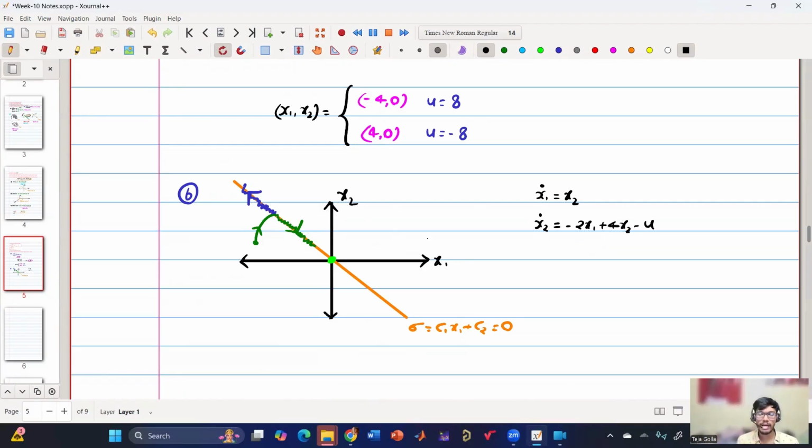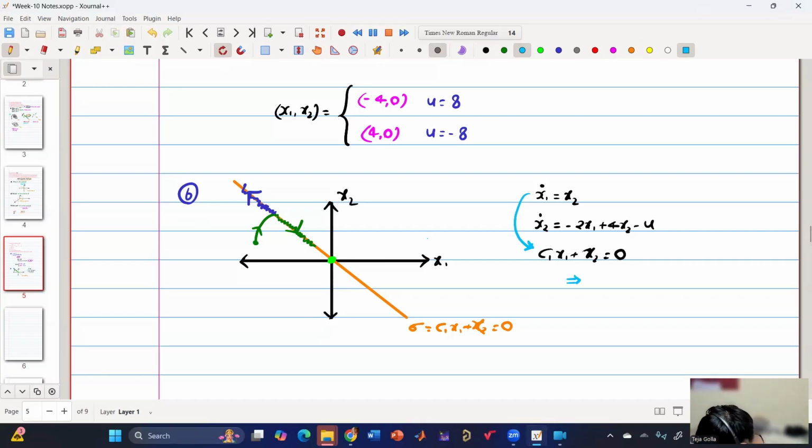So now the system has to satisfy this, and if it is traveling along the switching surface, then it also has to satisfy C1 x1 plus x2 equals 0. Sorry, not C2, it should be x2. So it is satisfying all these three cases, but I may not need all three. What I do is I substitute this in C1 x1 plus x2 equals 0.